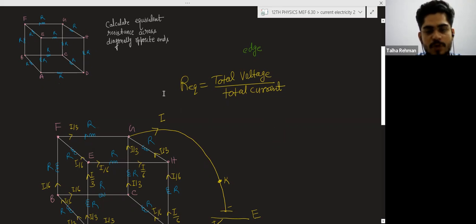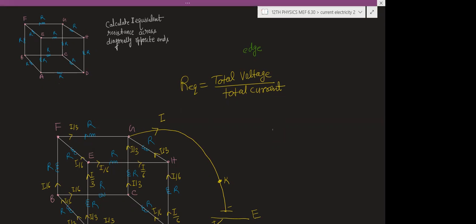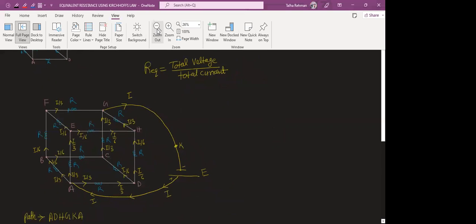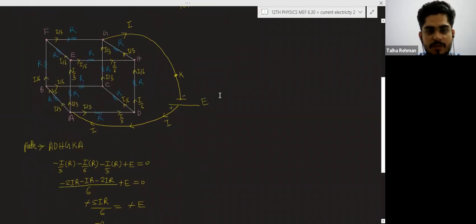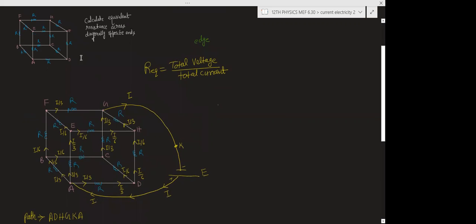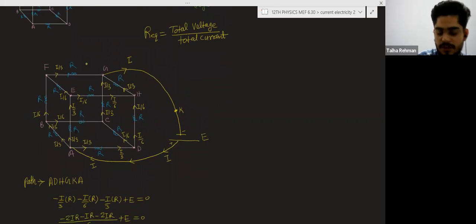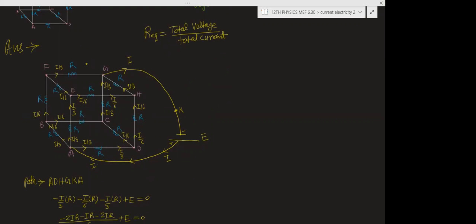Should I zoom in or zoom out? Zoom out, sir. You have made this. Have you made this diagram? Yes, sir. This is the question. What do you want to say? Yes, sir, I made the diagram.